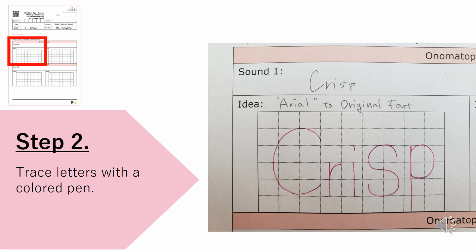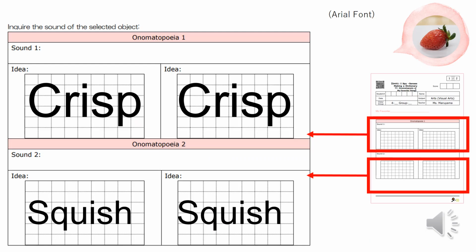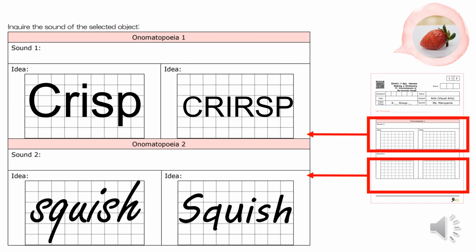Step 2, trace letters with a colored pen and erase the marks of pencils. And you do the same for all others. Again, sound 1, sound 2, so you gotta have 2 different sounds. If you want to make all letters capitalized or make it diagonal, then you can start with capitalized letters and so as diagonal letters.